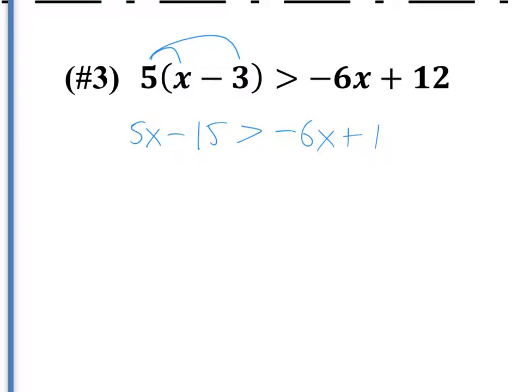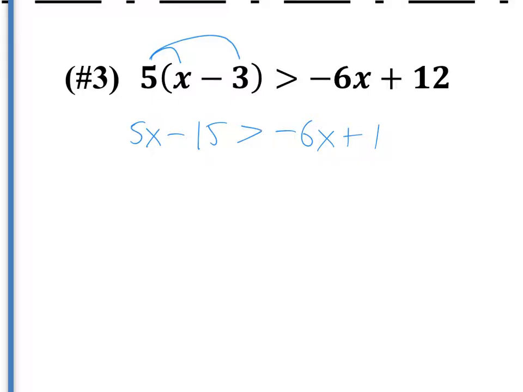All right, anything else to distribute? No. Any like terms to combine? No. Like terms would be if we had like 7x minus 5x. These would be like terms, and this would not be a like term, right? Same variable, same exponent. So there are no like terms. So now we need to move stuff around.